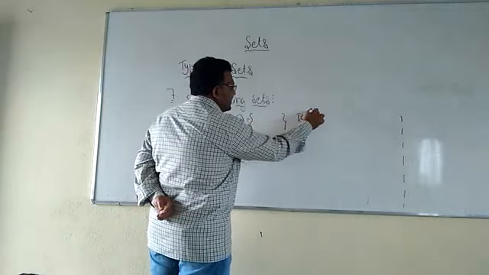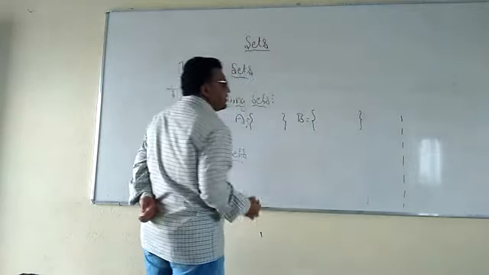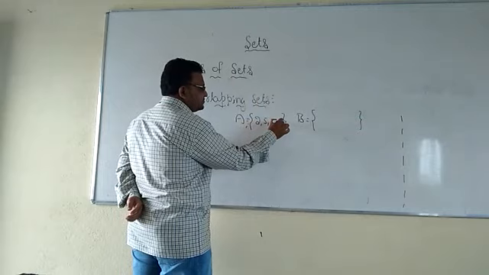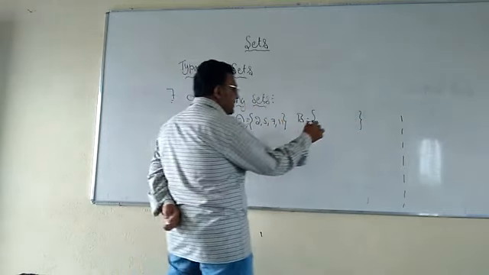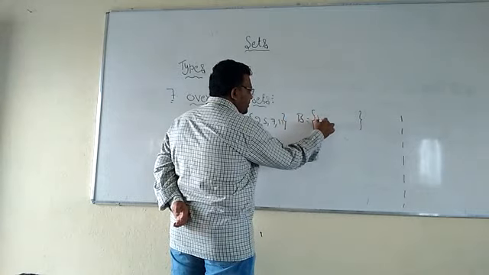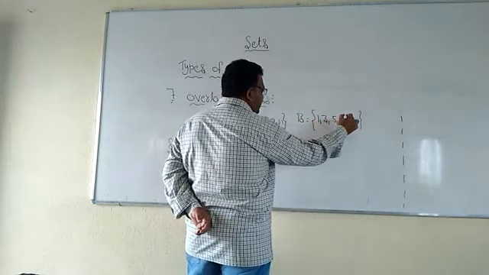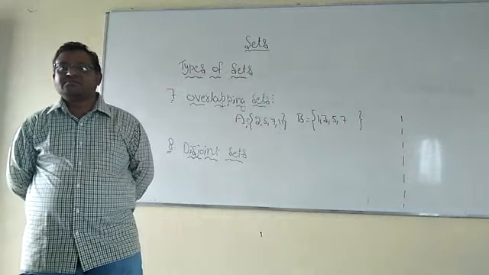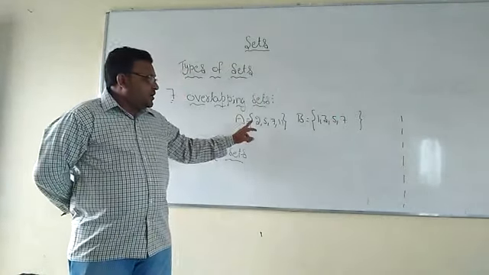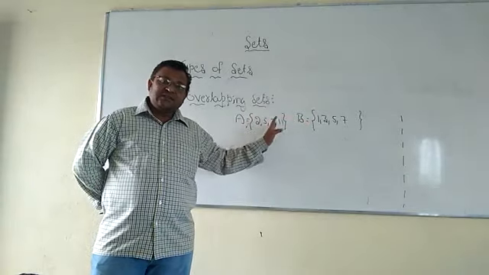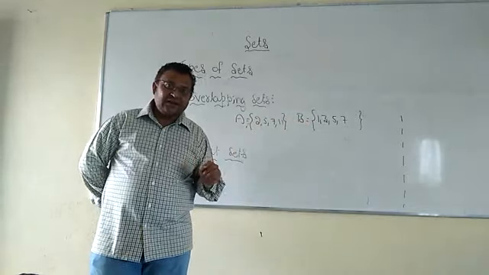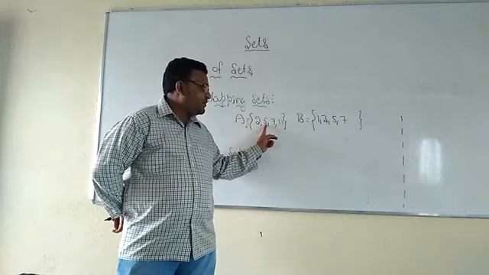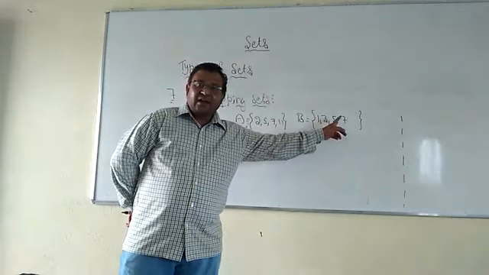The elements in set A are 2, 5, 7, 11. The elements in set B are 1, 3, 5, 7. Now, in both sets are the elements the same? No. But some elements are common, we can observe. 5 and 7.